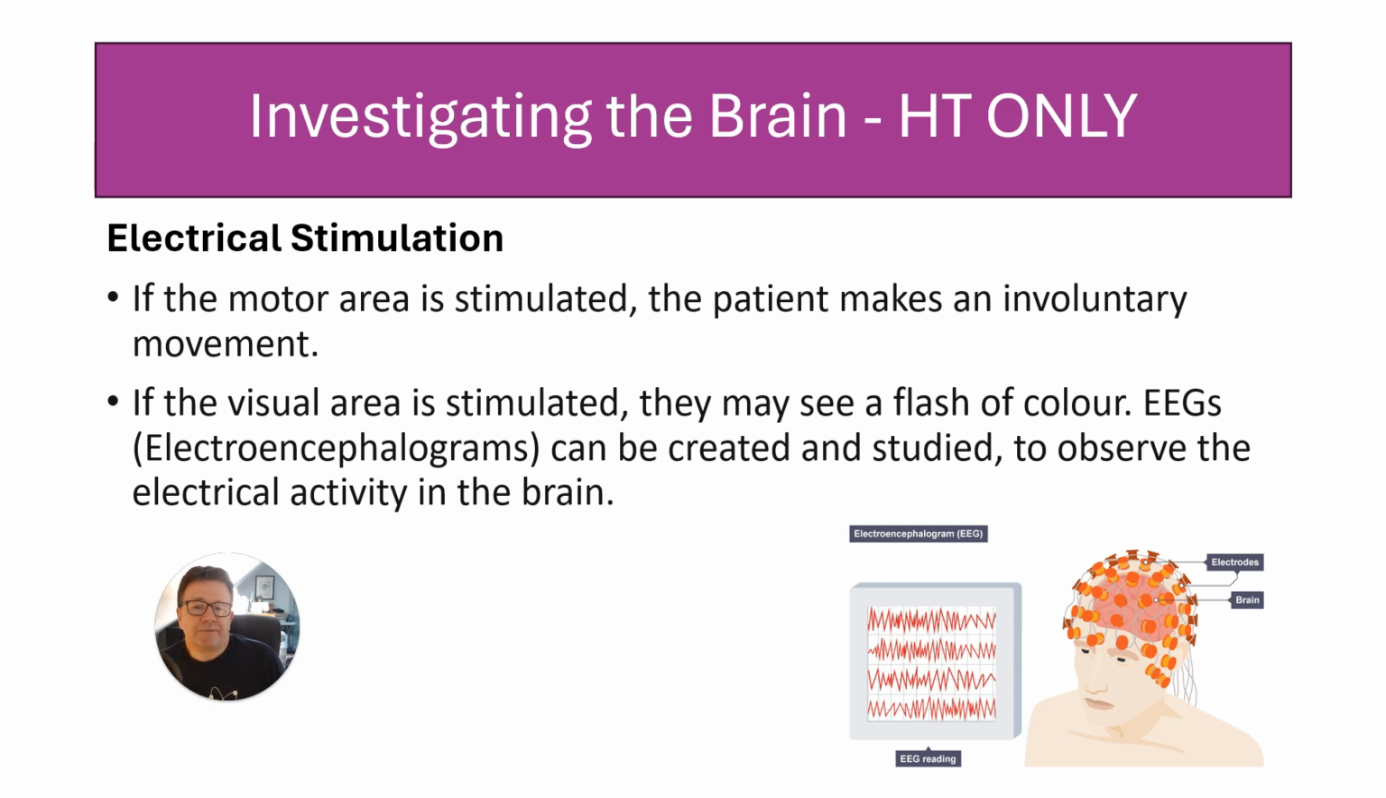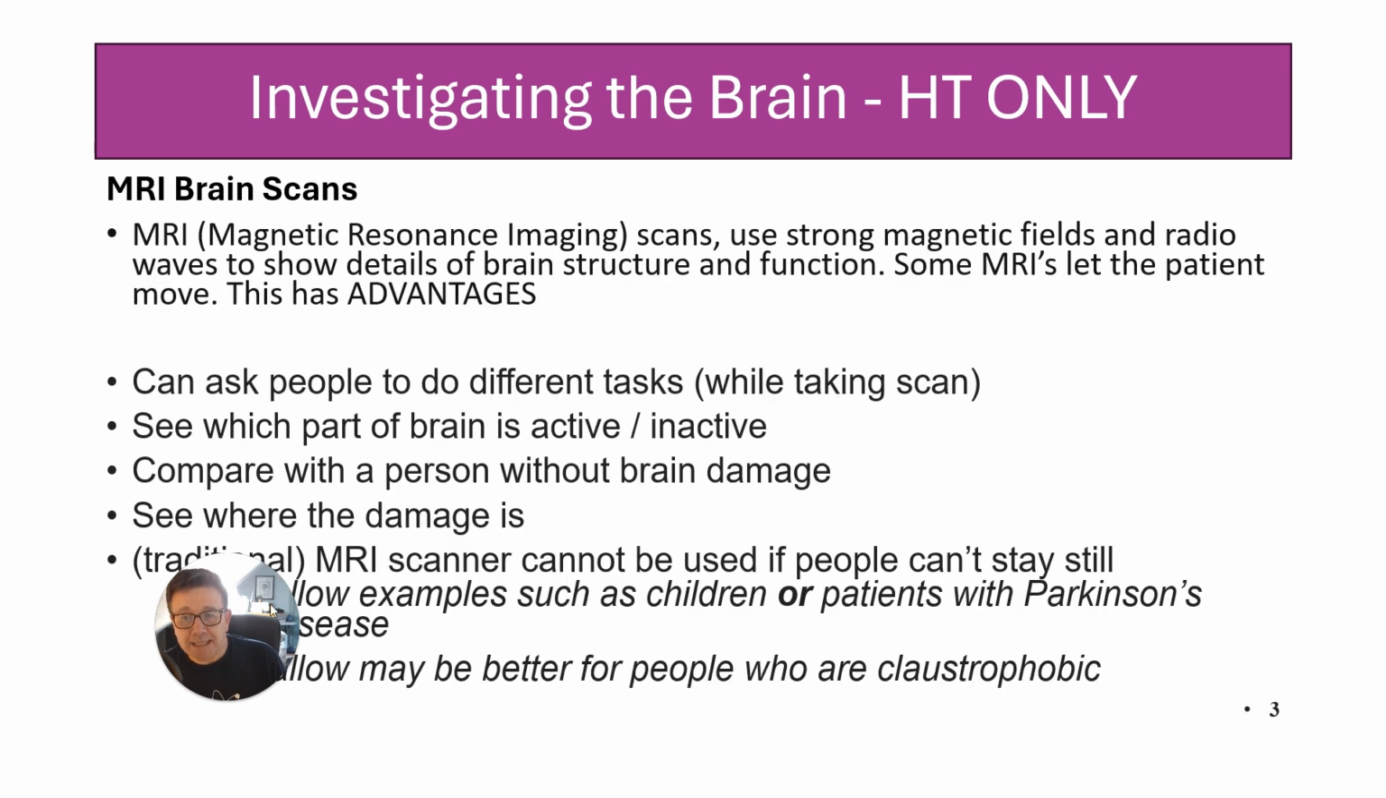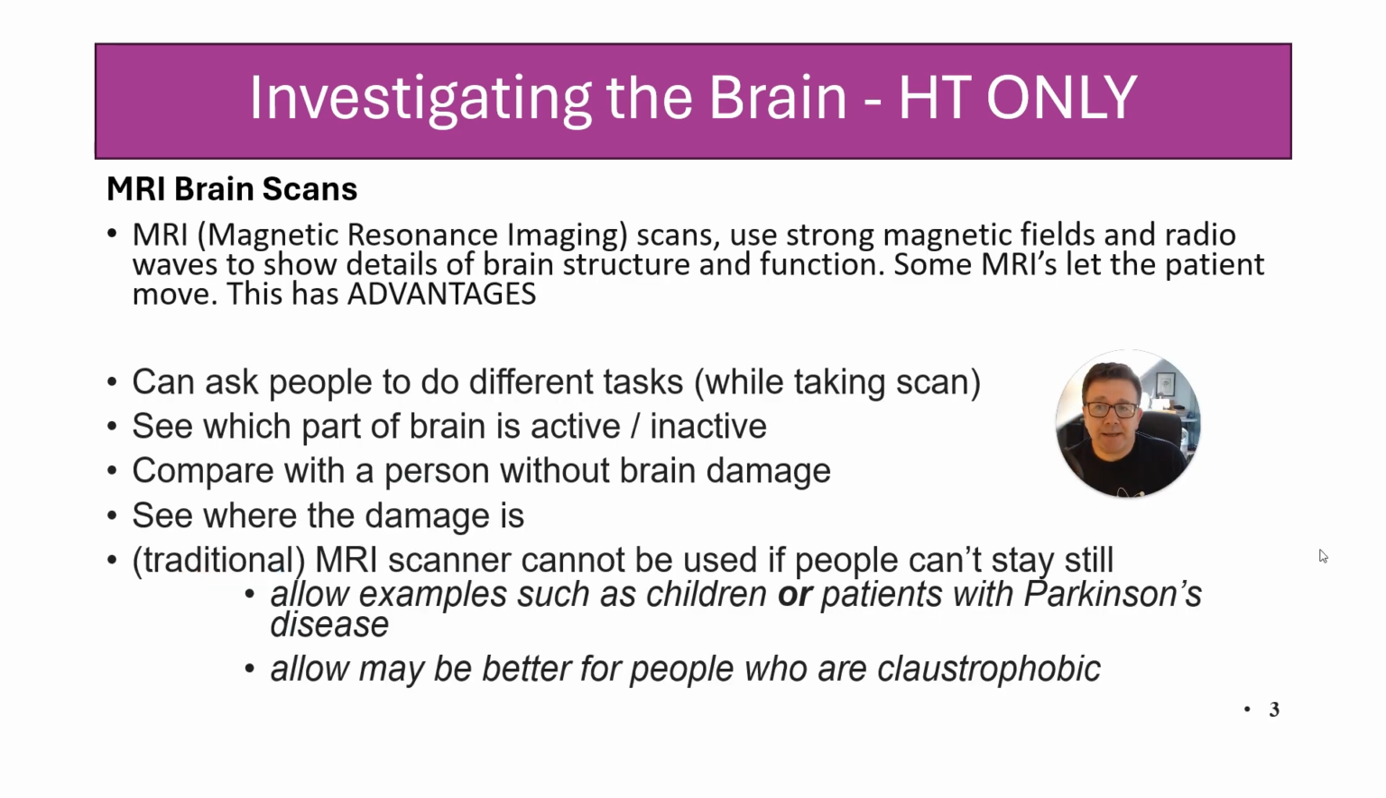Also, if a visual area is stimulated, they might see a flash of colour. Okay, so EEGs, you don't need to know what it stands for, can be created and studied to observe the electrical activity in the brain. More likely, I think, is about MRI brain scans, because they use a strong magnetic field and radio waves to show details of brain structure.